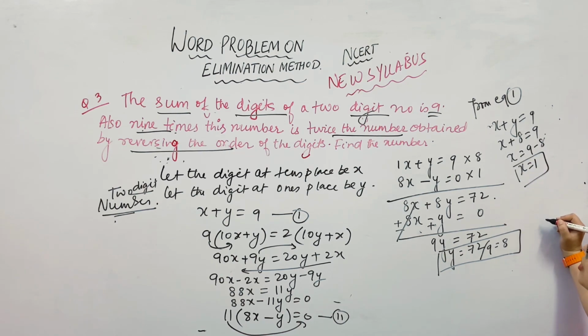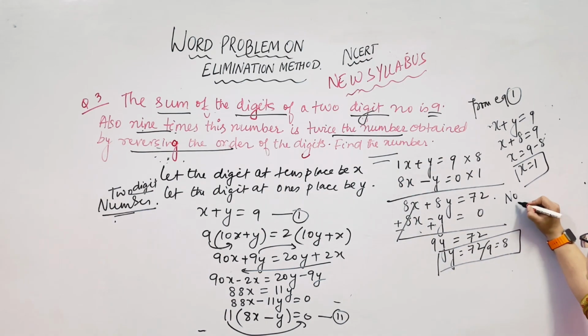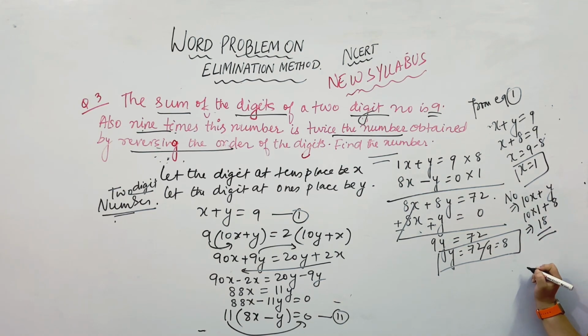Okay. So it says find the number. So number is what? What's the equation? 10x plus y. So instead of x, I'll put 1. Instead of y, I will put 8. So our number becomes 18. Hope this question is clear to you.